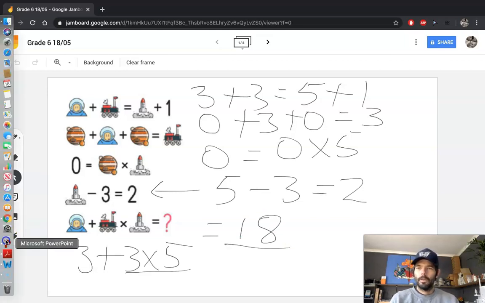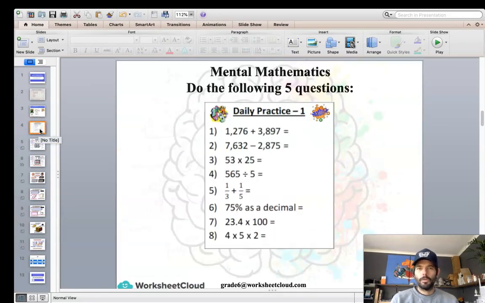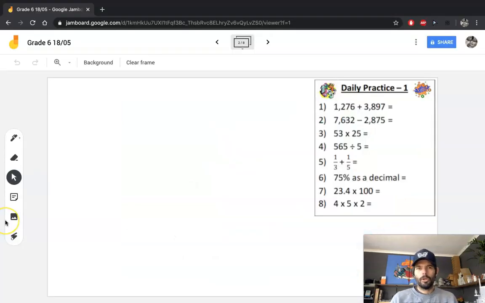Okay, let's carry on with our mental maths for today, and there are 8 questions for you, all mental arithmetic questions, all covering past principles that we've done on Worksheet Cloud lessons. So take your time, make sure you check your answers, and then press play to see how you guys got on.